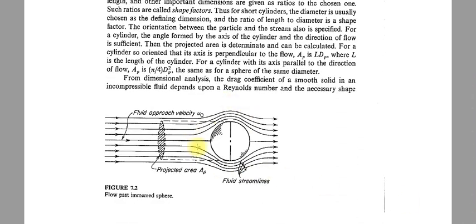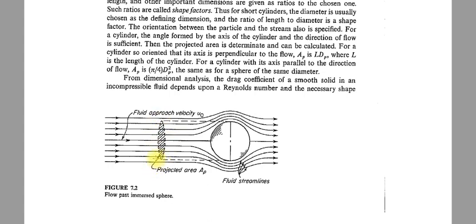Suppose this is a particle and fluid is flowing around this particle. This is a sphere. The projection of this 3D solid body as a 2D body in the direction of flow, so this is the direction of flow. In the direction of flow, the area of the projection of this body we will call the projected area, or AP.